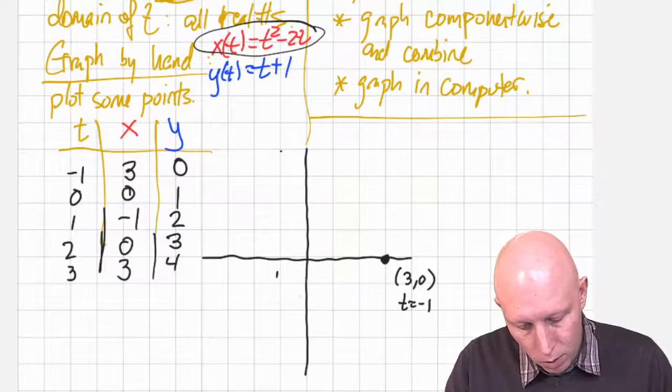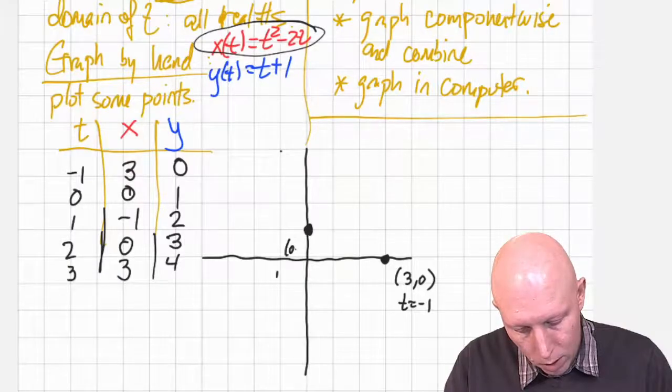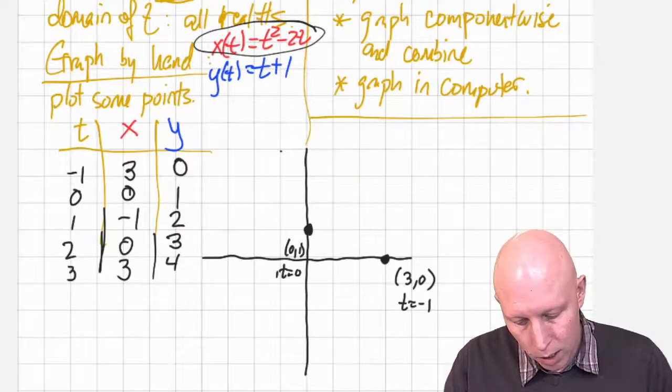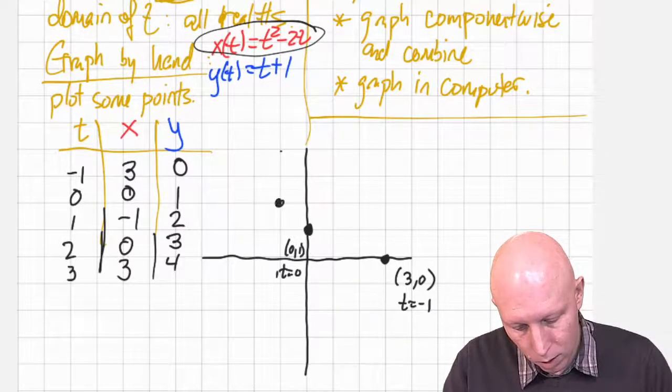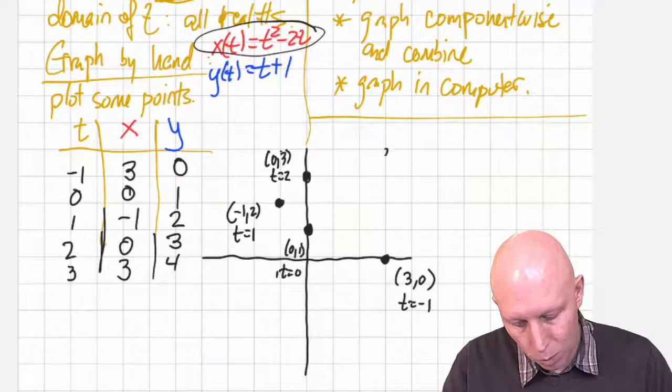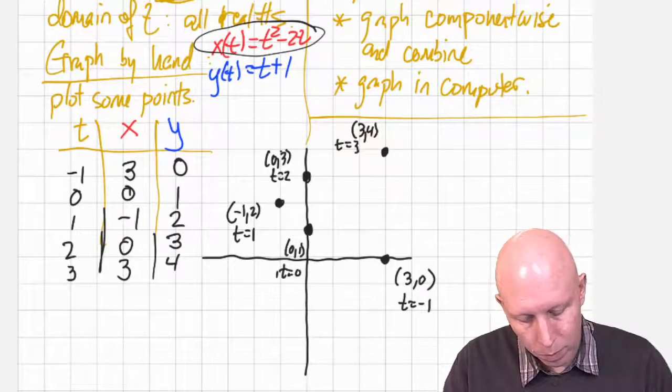And then 0 comma 1. This is 0 comma 1, and this is t is equal to 0. And then plug in t equals 1. We get negative 1 comma 2. So this is negative 1 comma 2, and that's at t equals 1. And then t equals 2, 0 comma 3. And then the last point that we have plotted here is going to be at 3 comma 4, and that's when t is equal to 3.